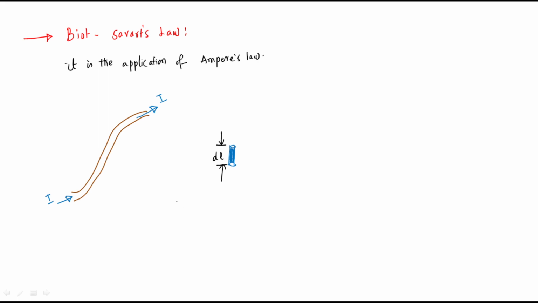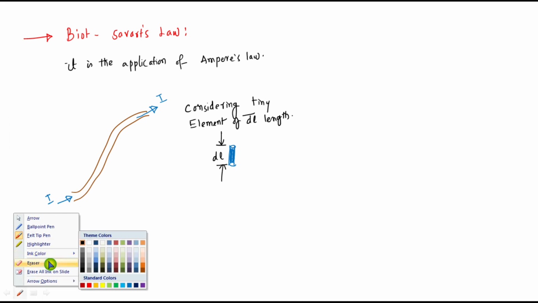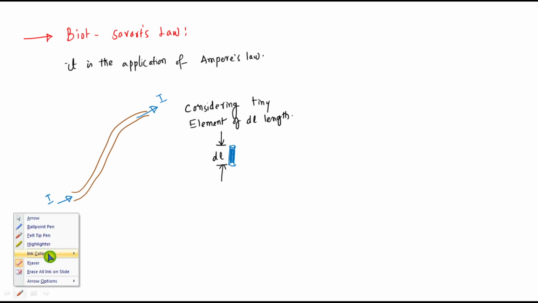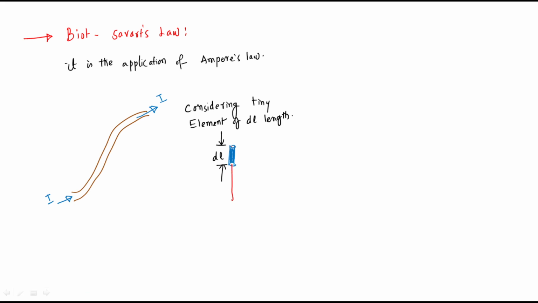So, considering a tiny element of dl length, let us say the current through that tiny element, which has a length dl, is nothing but I. Now let us take a point, this is the point, where we have to calculate the magnetic field strength.